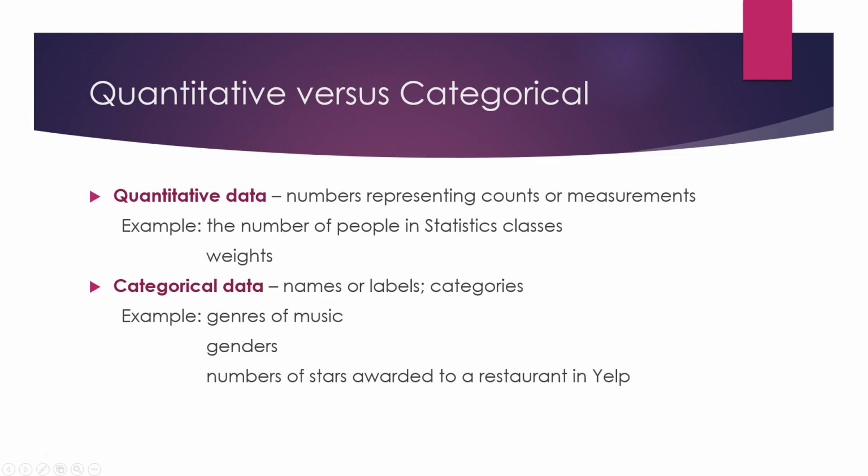However, number of stars awarded to a restaurant in Yelp is an example of a categorical variable, which can be confusing because it does have numbers in it. A restaurant can be awarded 2 stars on Yelp. This is still a category, however, because it's not a physical 2 stars. There's not 2 stars somewhere. It's just a ranking system that Yelp uses. So even though there's a number, it's actually a categorical variable.